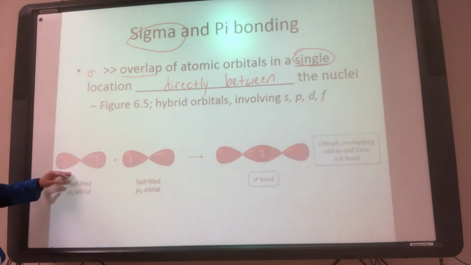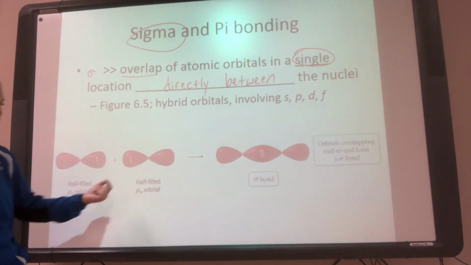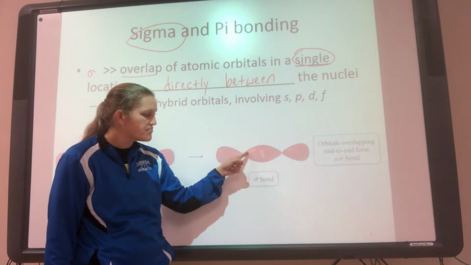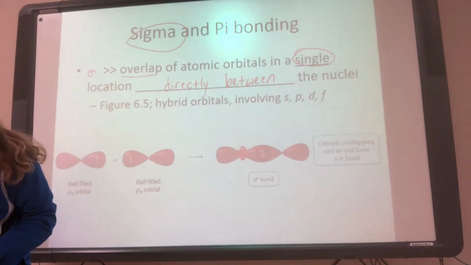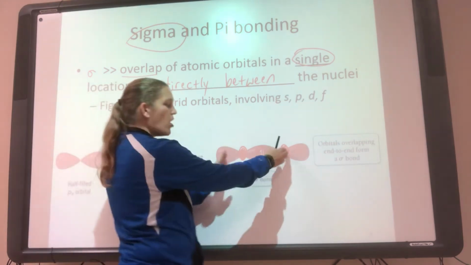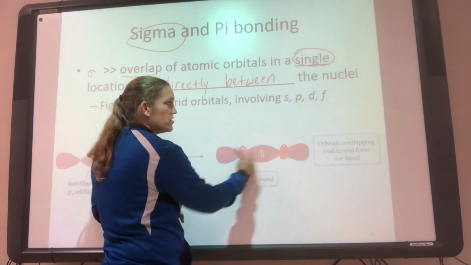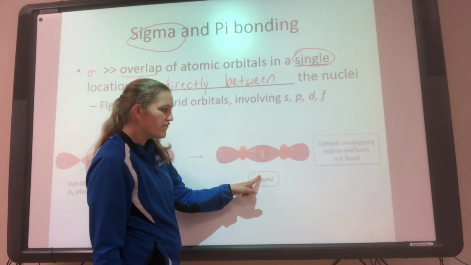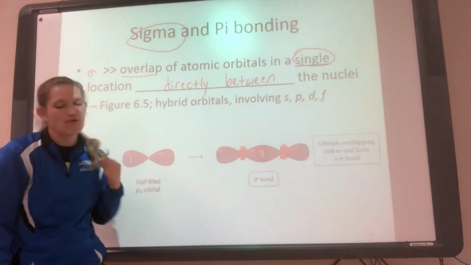So let's look here. So here's a p orbital, here's a p orbital. If these two p orbitals are going to overlap, this overlap right here, it's in one spot, and it's between these two nuclei. So imagine this is a molecule, an element, this is an element. It's coming together to make a bond. And so where these orbitals overlap, right here, it's in one location between the two nuclei. So this is what we call a sigma bond. It's overlapping right here, end to end, and it's going to form my sigma bond.